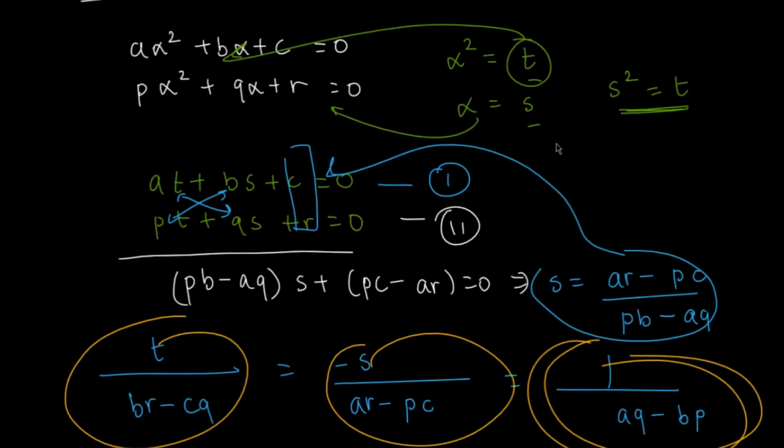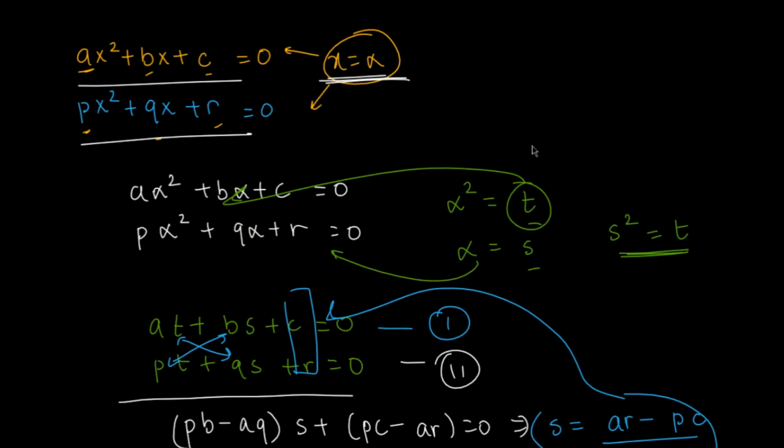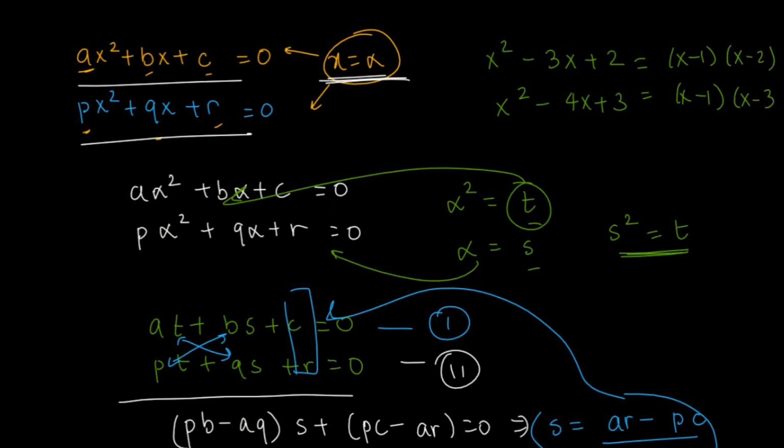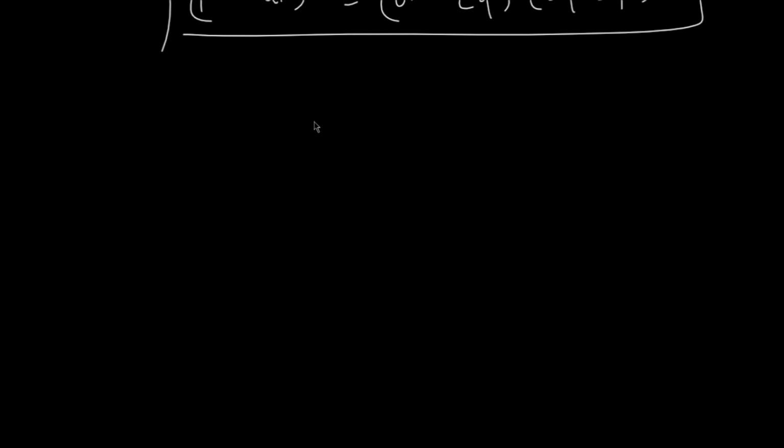Now, this is when one of the roots of these equations is the same. So, for example, let's take x squared minus 3x plus 2 and x squared minus 4x plus 3. If you factorize it, both of these come out to have x minus 1 as their common factor. This one would be (x - 1)(x - 2). This one would have (x - 1)(x - 3). And 1 is the common root of both of these. What about if alpha and beta? Let me do that differently.